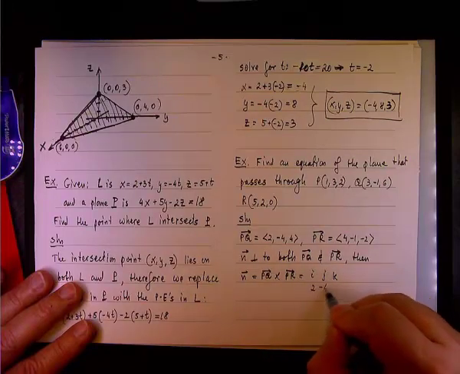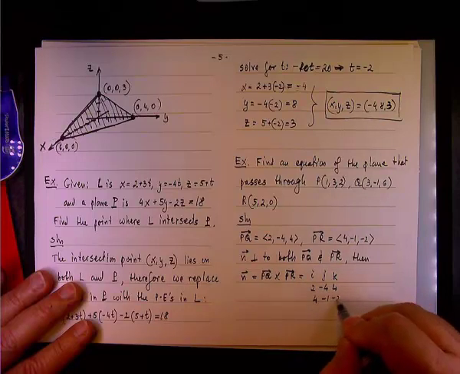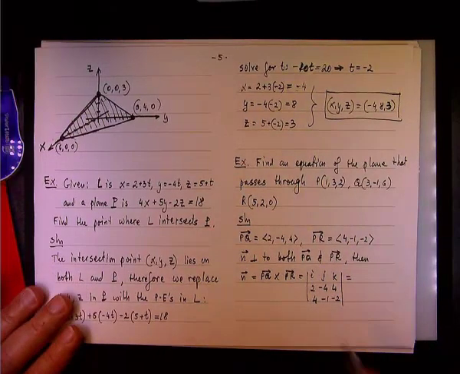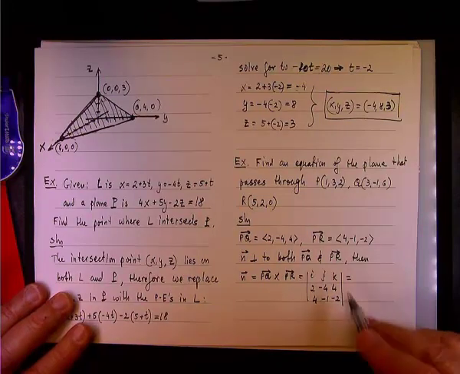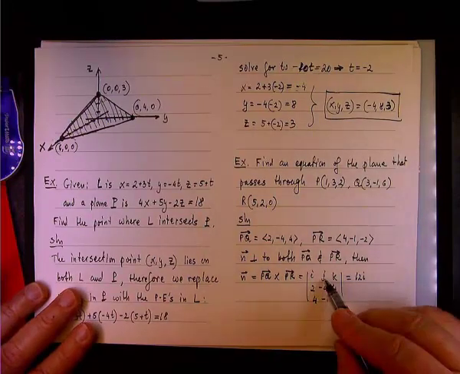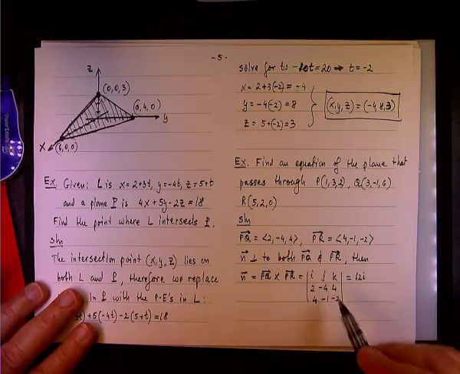Okay? But since N is perpendicular to both PQ and PR, then we can do the cross product. N will be PQ cross PR. And remember how we do the cross product.